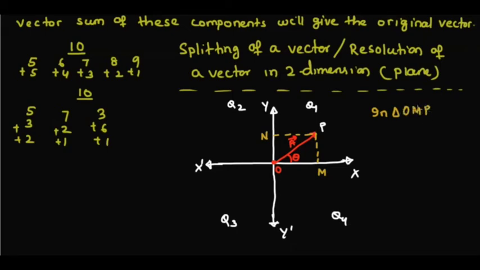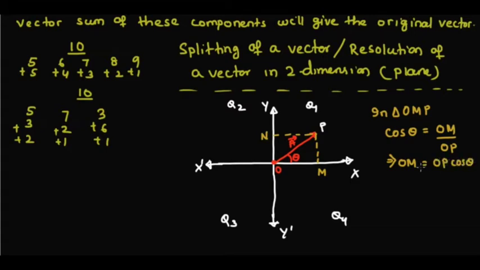So now look at the triangle OMP. In this right angle triangle OMP, if I ask you what is the value of cos theta, then cos theta will be OM by OP. Cos theta is B by H, so cos theta will be OM by OP. That implies OM is equal to OP cos theta.